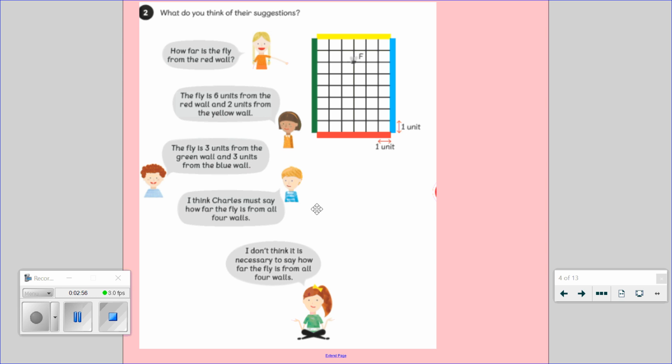So Sam says, I think Charles must say how far the fly is from all 4 walls. But Holly doesn't agree. She says she doesn't think it's necessary to say how far the fly is from all 4 walls. Who is right? Could we just use 2 of the walls to describe the position? If I only knew that the fly was 3 units from the green wall and 6 units from the red wall, we can see that I can find the fly just from that.